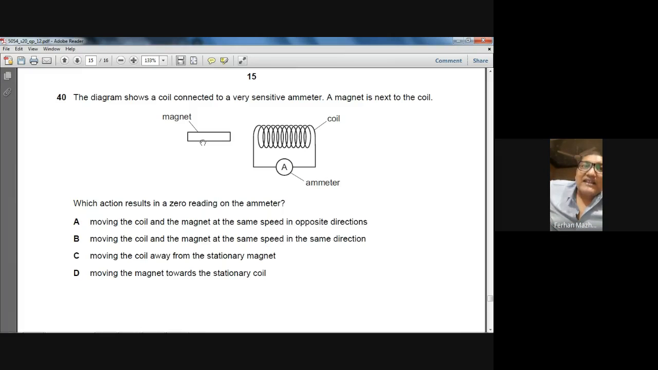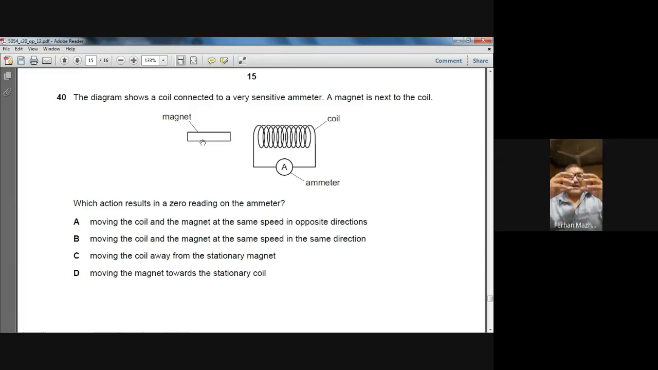If the coil and the magnet move relative to each other, the magnetic flux passing through the coil will change and the EMF will be induced. So which action results in a zero reading on the ammeter? Moving the coil and the magnet at the same speed in opposite directions? No. When they move in opposite directions, the magnetic field will change. Moving the coil and the magnet at the same speed in the same direction.